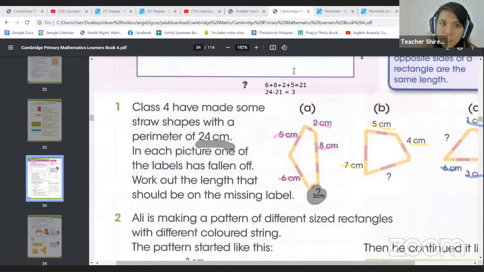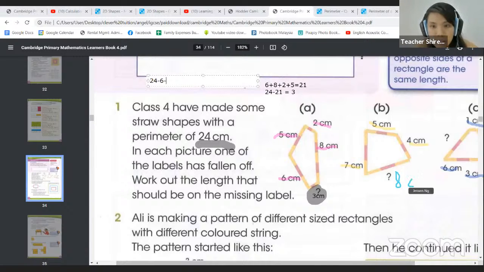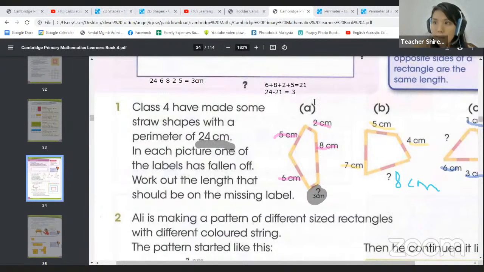That's one of the methods. The other method is to take 24 and directly minus 6, minus 8, minus 2, minus 5. You will get the same answer, 3 cm. Both are acceptable. Understand? Any questions? Okay, no problem. All right, if no problem, let me zoom back out.